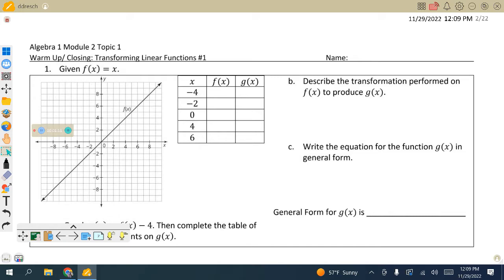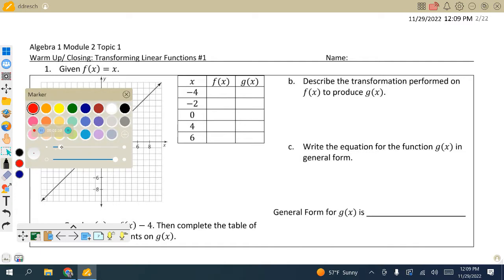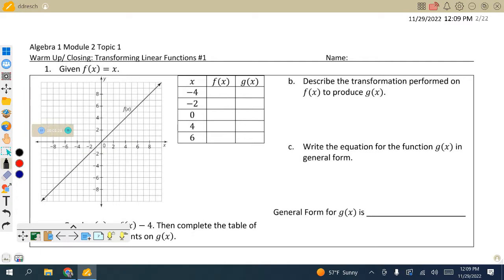So when x is -4, where is that graph located? When x is -4, what's the y value? -4. Thank you. So right here, -4, -4. When x is -2, where's that graph at? The y value? Okay, that sounds good. 0, 0, right? 4, 4. And when x is 6, y is 6. Okay, so that's our basic one. We call that basic one the parent function. It's the most basic linear function we can do.